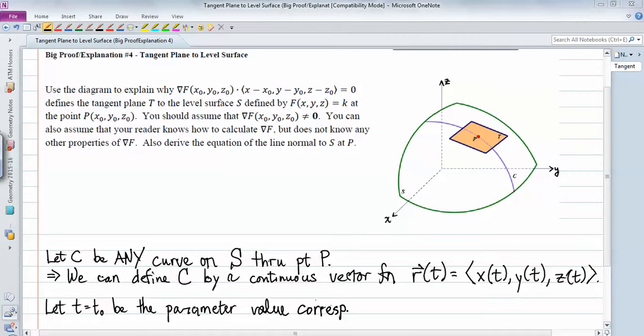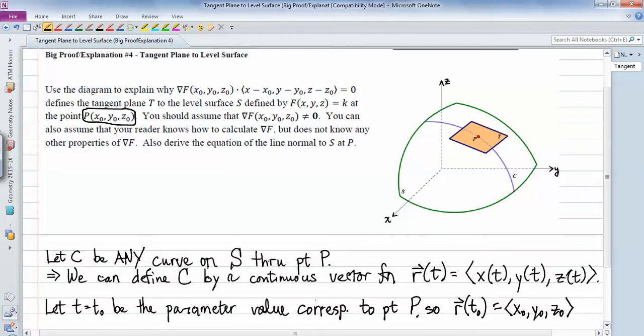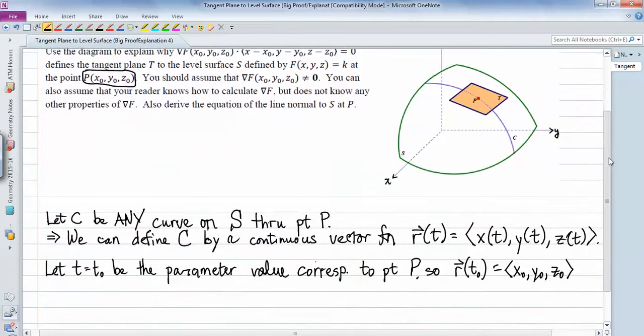Okay, so let t equal t naught be the parameter value corresponding to the point P. R of t naught equals x naught, y naught, z naught. And the point P in the original part of the problem is defined as x naught, y naught, z naught. Okay, so at t equals t naught, we've got this vector right there, whose endpoint is x naught, y naught, z naught, which is P. Okay, let's see, what's next?